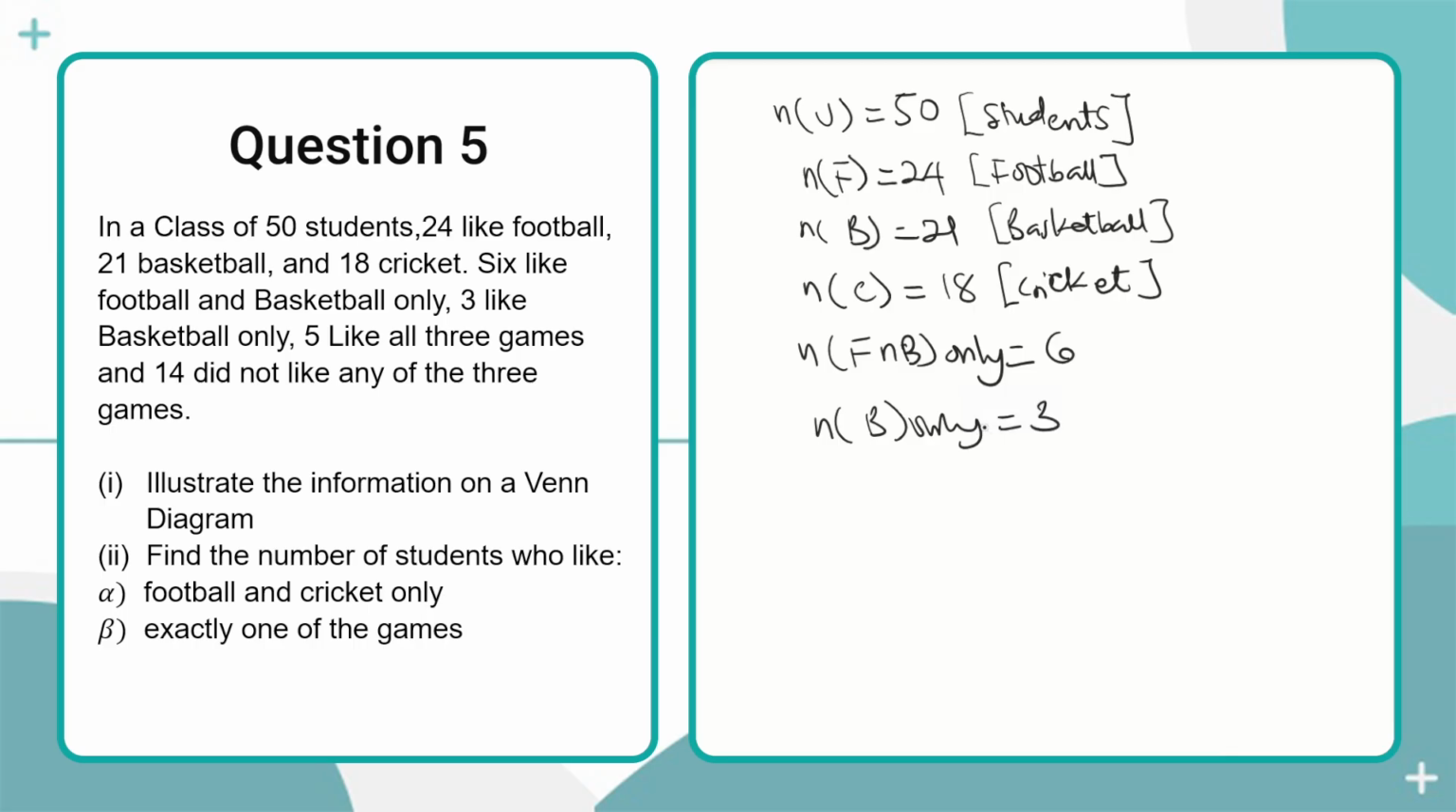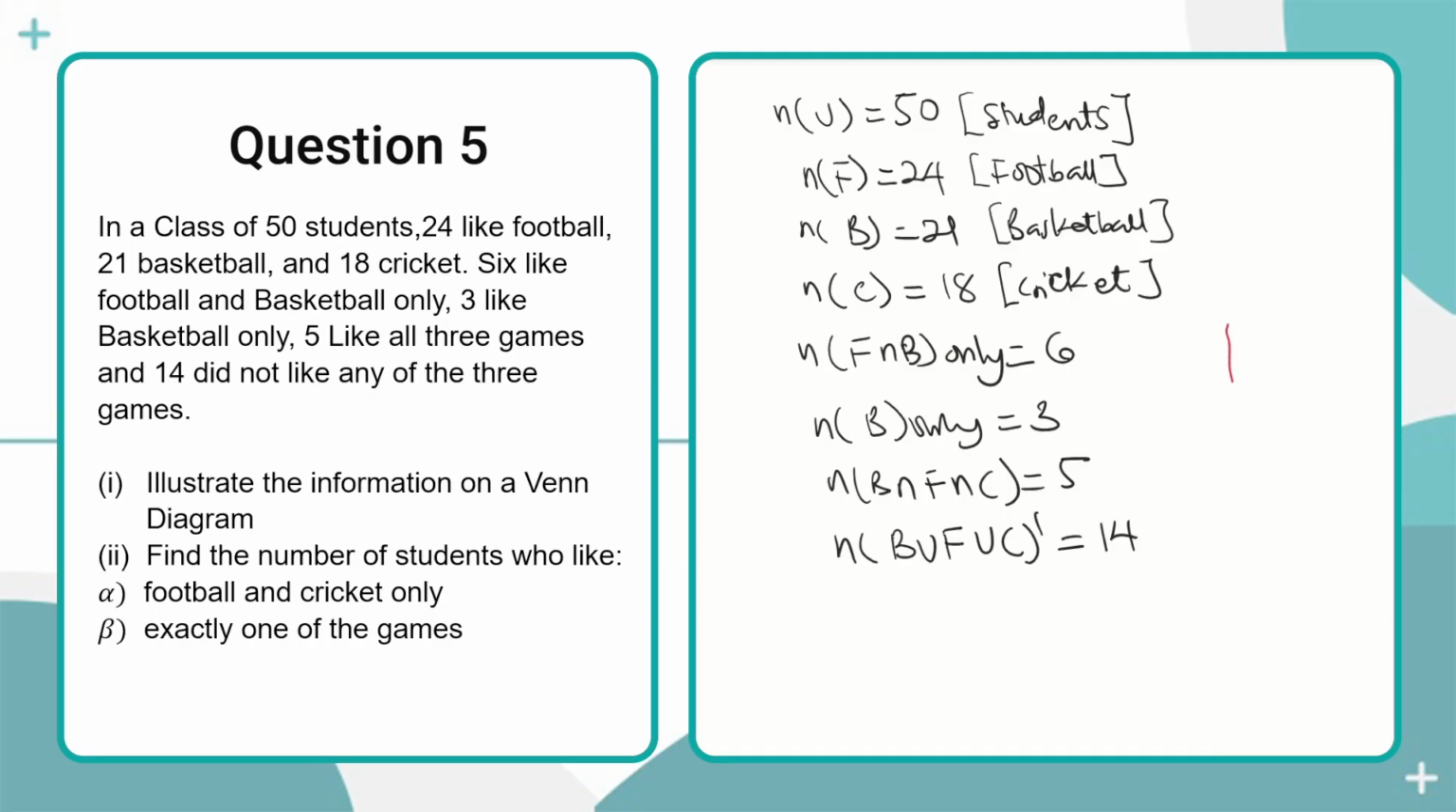And then 5 like all 3 games, right? So basketball intersection football intersection cricket is equal to 5. And then there are also some students who do not like any of the 3 games. So 14 do not like any of the 3 games. That can be (B union F union C) prime, and those are 14. Or we can also write that as B prime intersection F prime intersection C prime. Right, now we would be able to draw our Venn diagram.